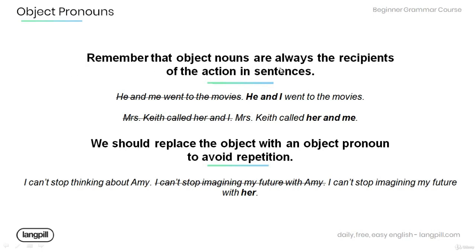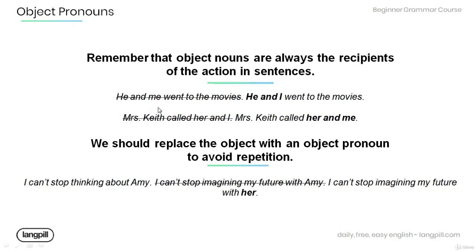Remember that object pronouns are always the recipients of the action in sentences. For example, in this sentence we have "he" and "me." Now let's have a look at the sentence over here.